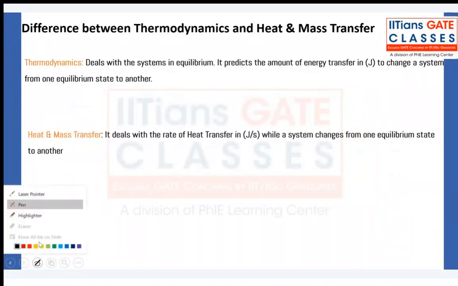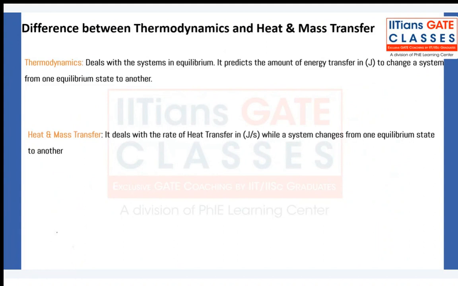The difference is, thermodynamics deals with the system in equilibrium. There is the first equilibrium system and the second equilibrium system. Thermodynamics will only deal with what is happening at the first equilibrium system and at the second equilibrium system. What is happening in between, thermodynamics does not care. It does not know anything about what is happening in between. It tells you the amount of energy transfer, the quantity: how much heat has been transferred from one equilibrium state to another equilibrium state. That is what thermodynamics tells you.